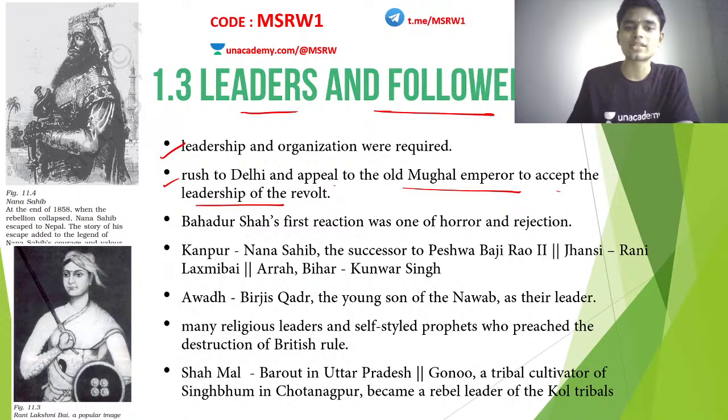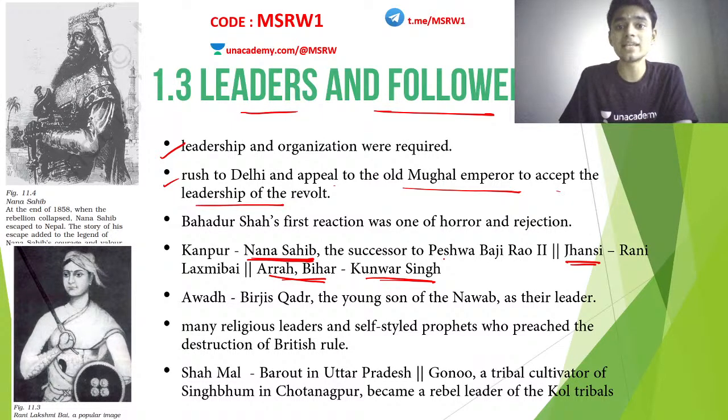In Kanpur, the revolt was led by Nana Sahib, the successor of Peshwa Bajirao II. Bajirao II, a very famous Peshwa. You know about him through the film Bajirao Mastani. So Nana Sahib was the successor of Peshwa Bajirao II. Similarly, in Jhansi, Rani Lakshmi Bai led the revolution. In Arrah of Bihar, it was led by Kunwar Singh. Understand that in all these places, the leaders were basically forced by the people to attack the British. For example, Nana Sahib did not want to do that on his own. Rani Lakshmi Bai was also pressured by her own subjects to overpower the British. Same goes for Kunwar Singh.